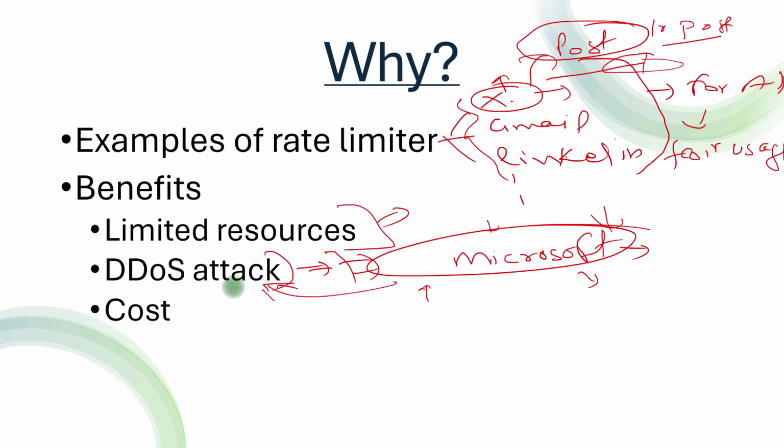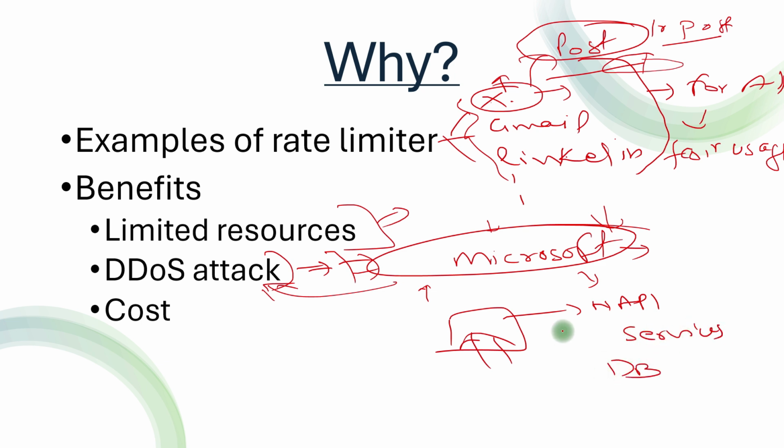Next is the cost of providing the service. To provide these services, they might be using other APIs, other services, and databases, and all of them add certain cost, right? If they are not limiting fair usage by individual users from individual locations, that cost will keep piling up and incrementing. So controlling that cost is also a reason for a limit. These are some of the reasons that we need rate limiters.